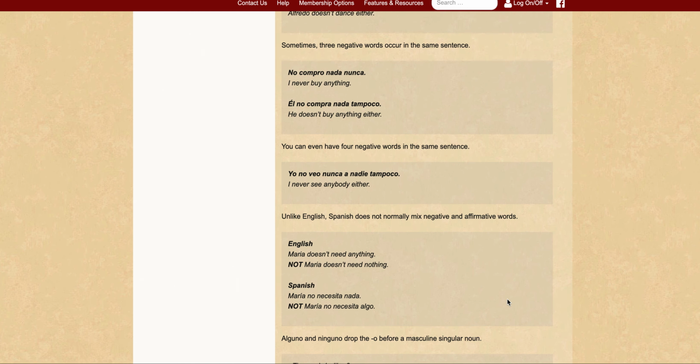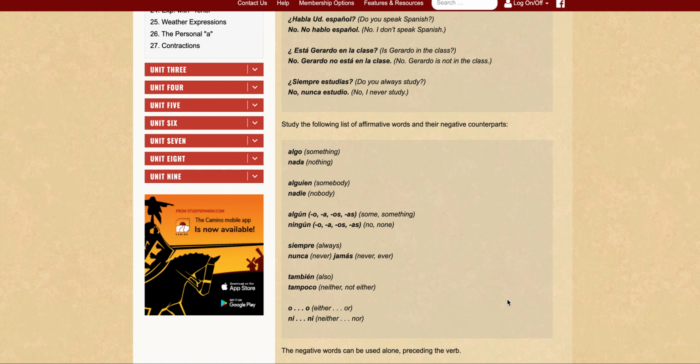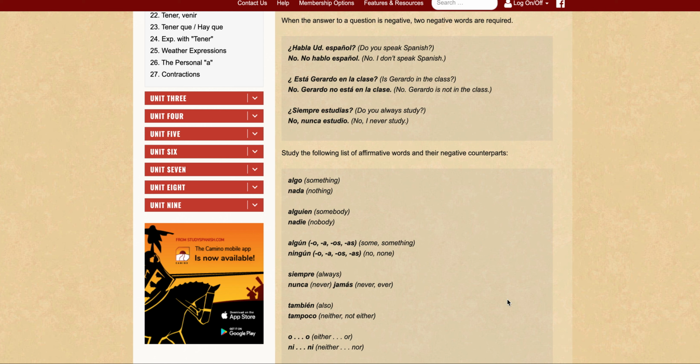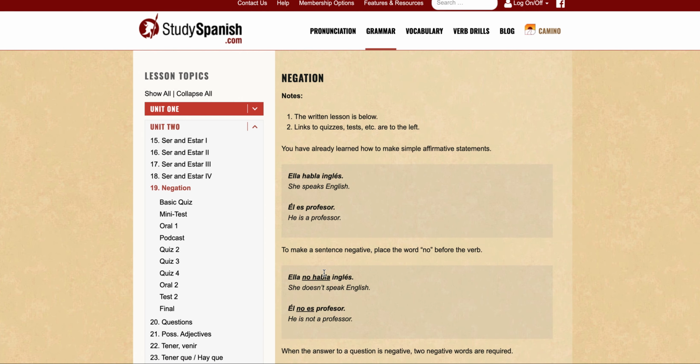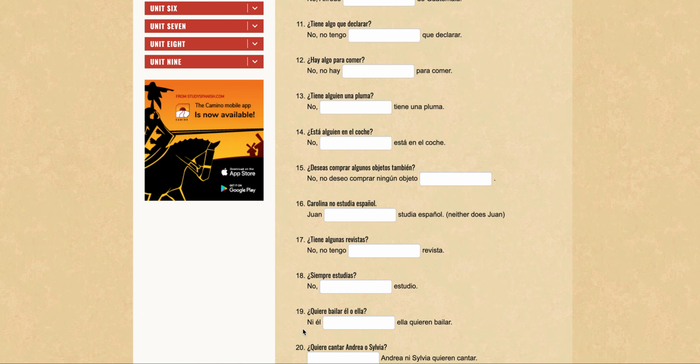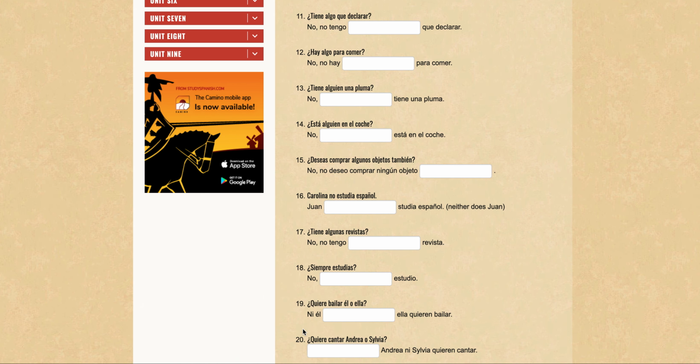So we have alguno and ninguno. And coming back to the question, tiene algunas revistas, right? So what does that mean? It means: do you have some? I'm not really sure what the meaning of revistas is at this point, but tiene algunas revistas.